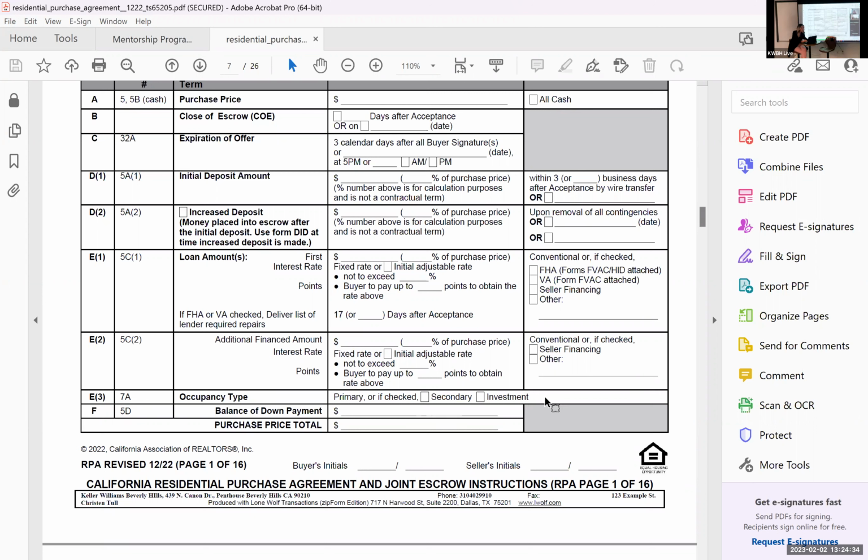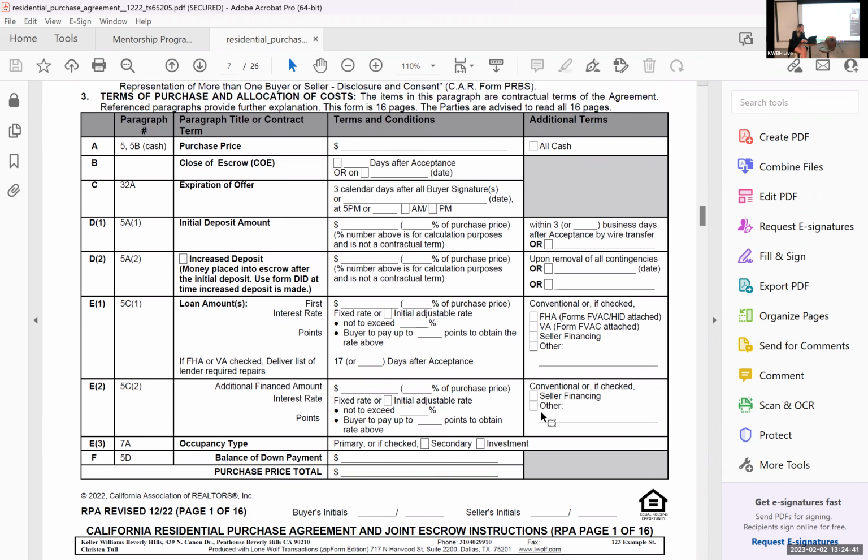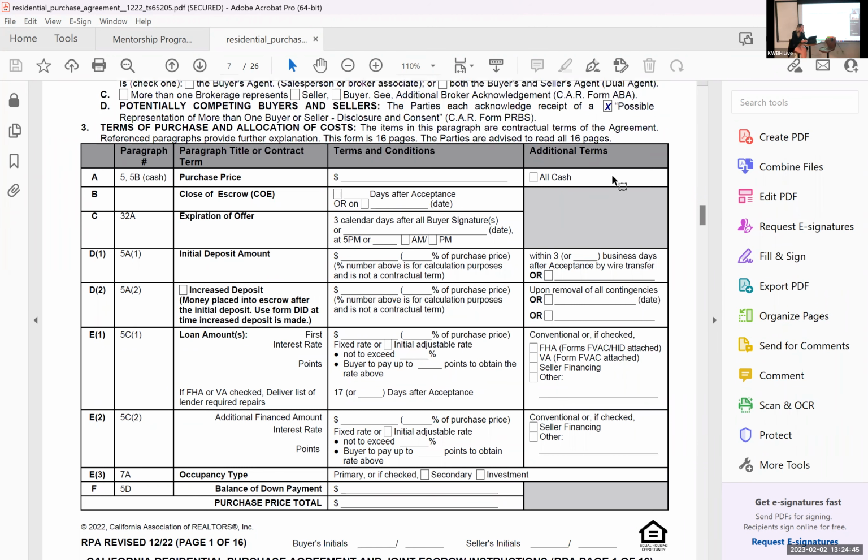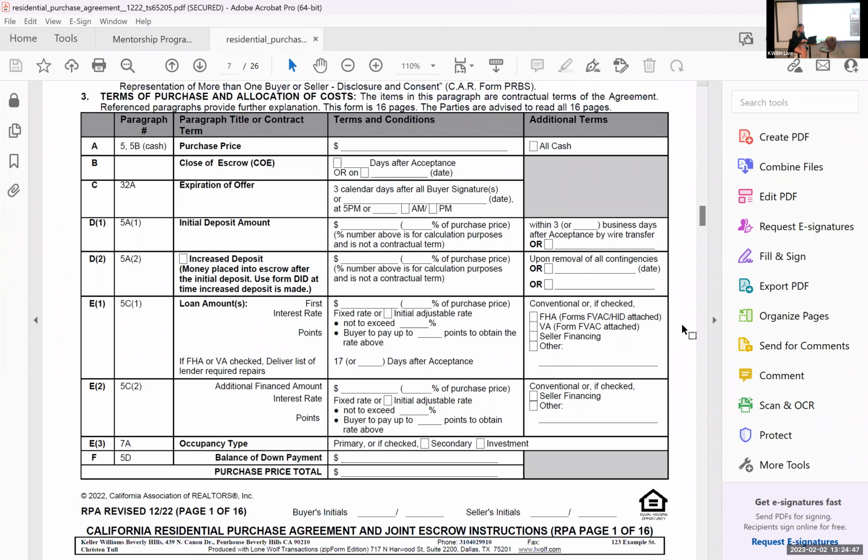But if you know it's going to be secondary or investment and you know it's set up that way, you fill it out that way. Right? Balance of down payment. All right. So you've entered in the purchase price, the initial deposit amount, the loan amount, and now the balance of down payment is going to be whatever the total down payment the buyer is making minus the amount in the earnest money deposit, right?